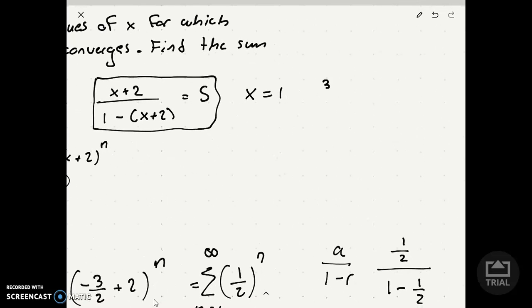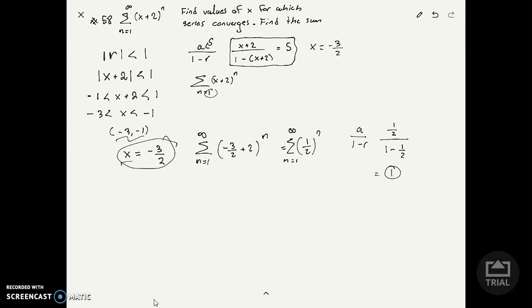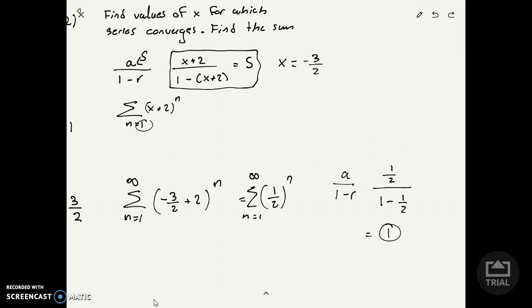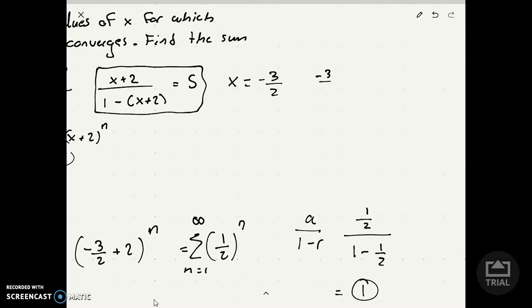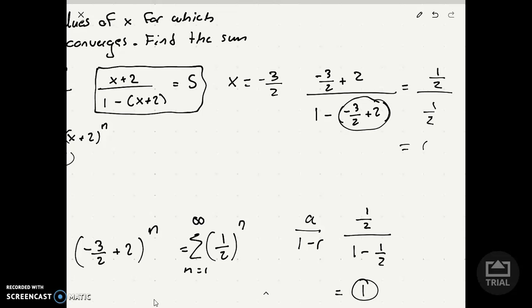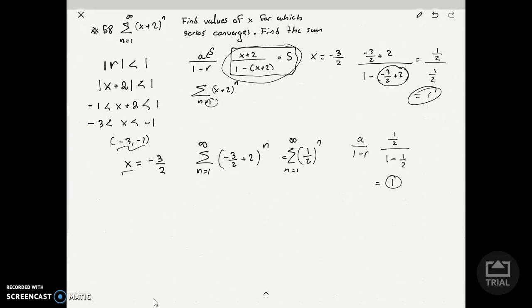Well, we get 3 in the numerator. Oh, I'm sorry, not plug in 1 in the formula. We're plugging in -3/2, this value. And we're seeing that it converges to 1. So we're plugging in -3/2 plus 2 over 1 minus (-3/2 plus 2). And we see what that's equal to. Well, the numerator is 1/2, and the denominator, 1 minus 1/2 is 1/2, and this is again 1. So this general formula works for all values of x within this interval.